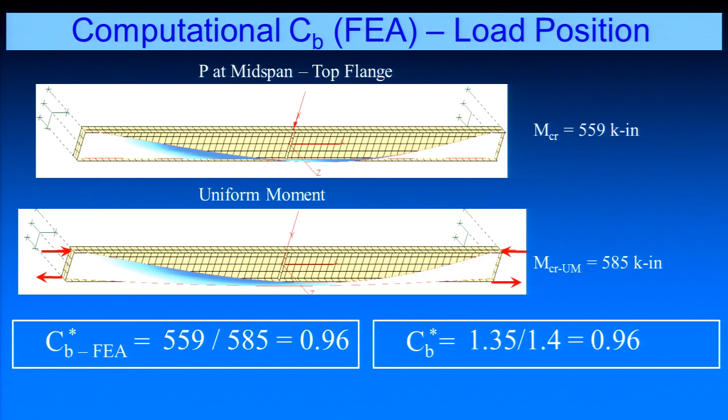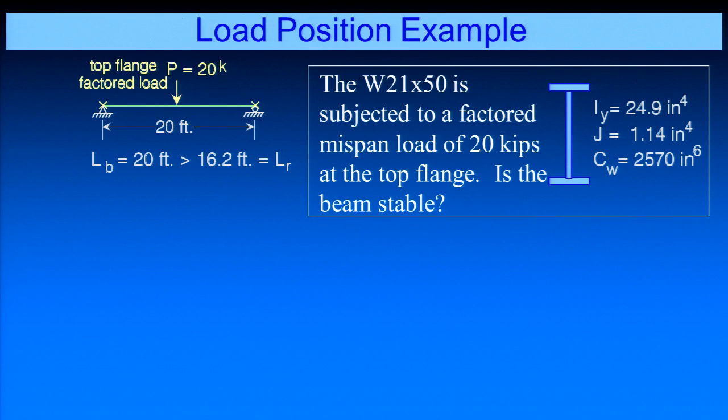We're going to talk a little more about load position later. We'll go through a quick example, then talk about singly symmetric sections and come back to load position again. But let's go through a quick example of how we might account for load position, or even just moment gradient in general. We have a W21x50 beam that we've picked out, and we're trying to check its buckling capacity against the factored load of 20 kips acting, in this case, at the top flange of our section.